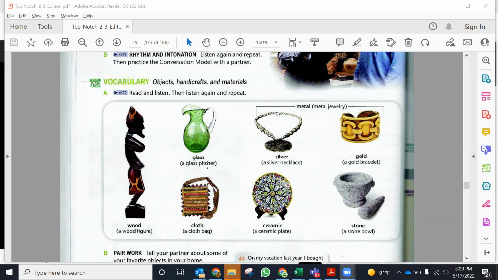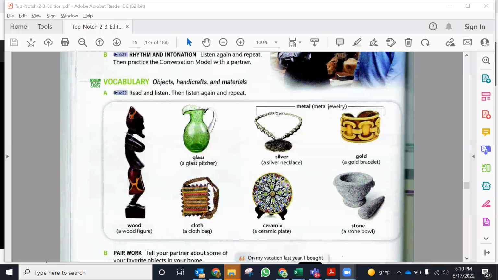Next one, glass. I think we all know what glass is. Es como cristal, okay? In this case, we have a glass pitcher, okay? A glass pitcher, something you use to pour water, okay? I'm gonna go down here with cloth. Cloth is tela, all right? Cloth. We have a cloth bag, but we can also talk about a cloth dress or a cloth skirt, etc. It's the material from which it is made of.